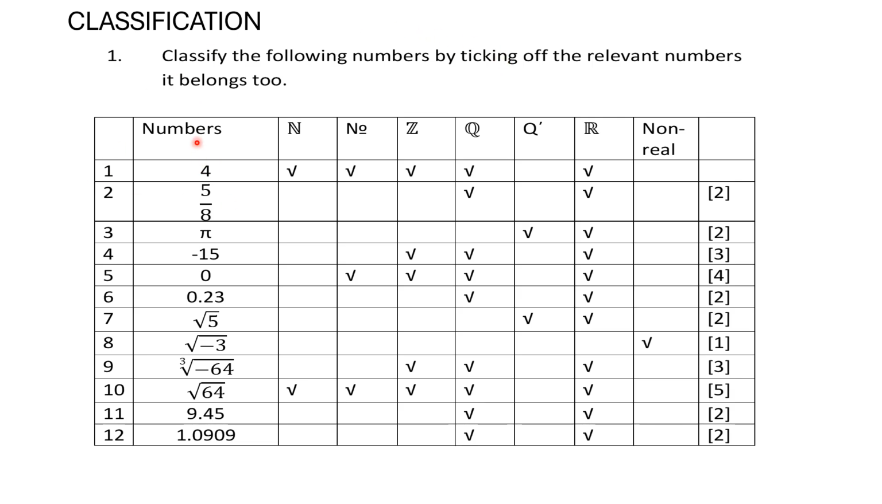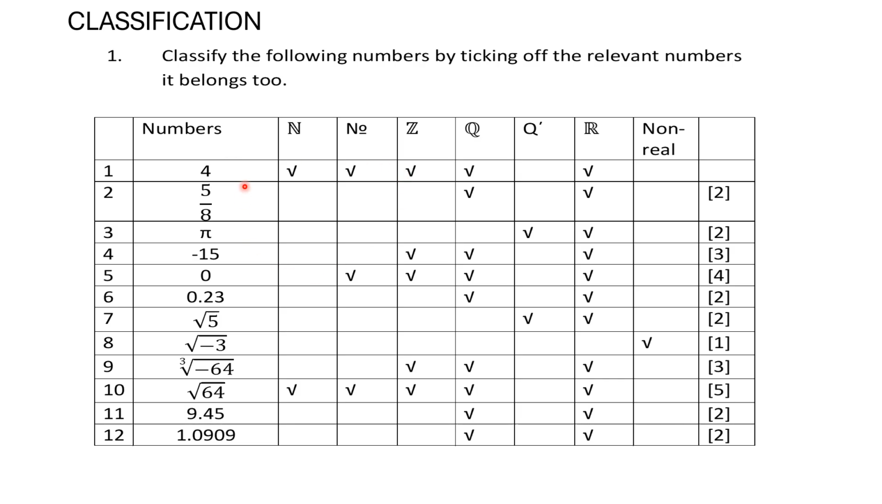Let's solve. So if we have the number 4, we should know 4 is a natural number, right? But it will also appear in the list of whole numbers as well as integers. 4 can be written as 4 over 1, therefore it is a rational number, right? And it's a real number, meaning it forms part of the real number system, right?